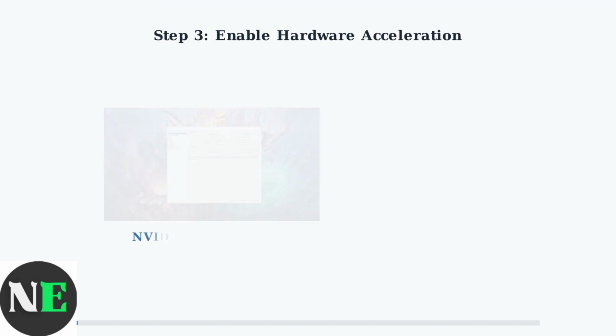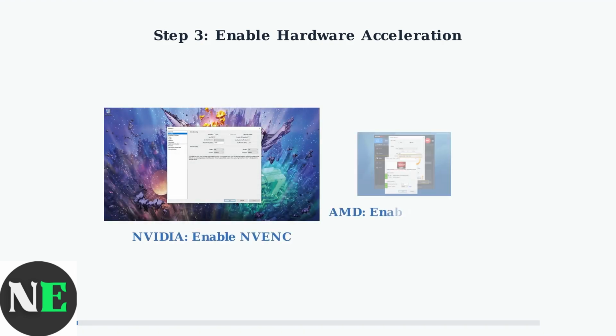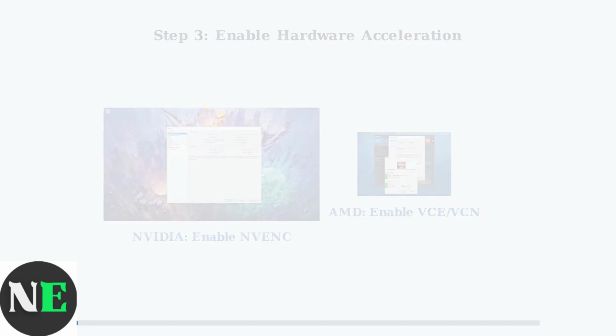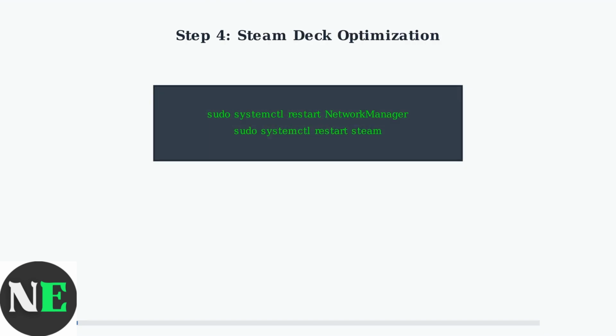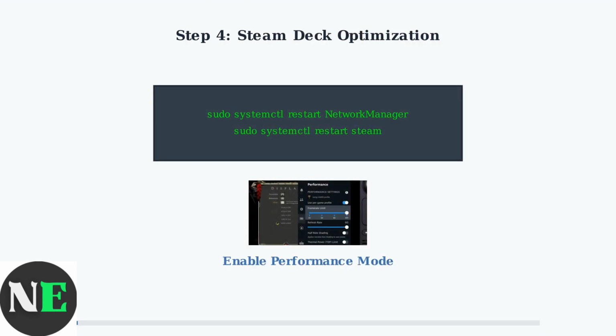Enable hardware acceleration for optimal streaming performance. NVIDIA users should verify NVENC encoding is active, while AMD users need to check VCE or VCN encoding support. On your Steam Deck, restart the network stack using desktop mode terminal commands. Also switch to performance mode and disable power saving features that can throttle Wi-Fi performance.